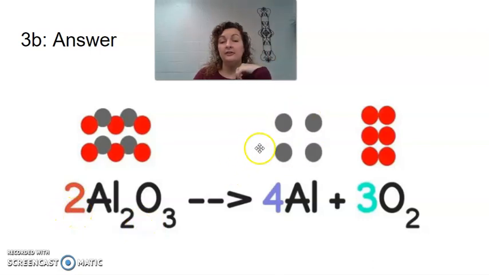Now, how many gray dots did I have to add? I had to add 4. So I put a coefficient of 4 in front of aluminum. How many pairs of oxygen did I have to do? 1, 2, 3. So I put a coefficient of 3 in the front.